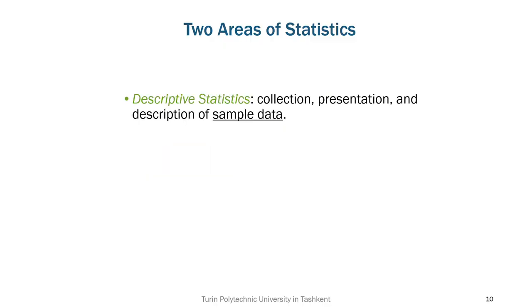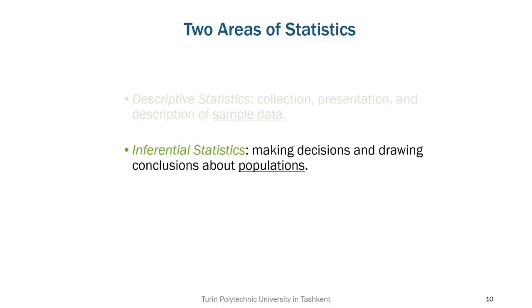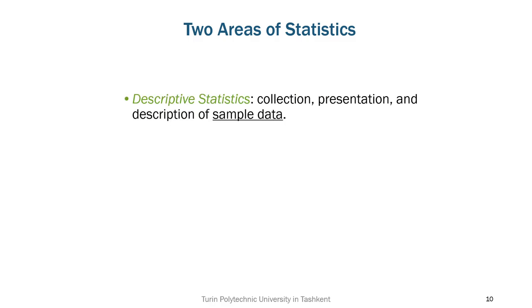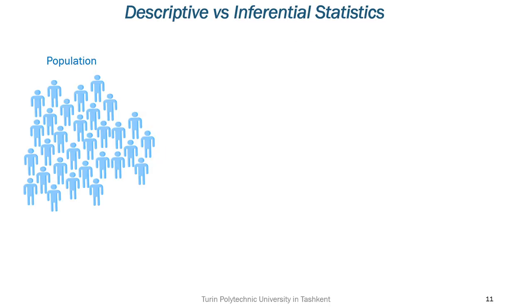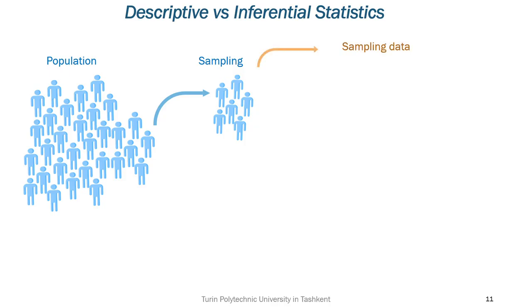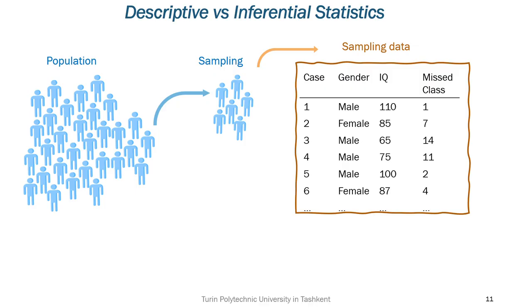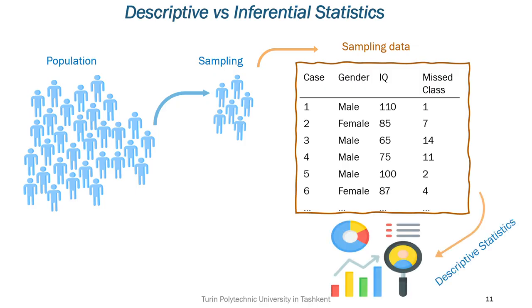And we also have descriptive and inferential statistics. Descriptive statistics is a collection, presentation, and description of sample data, but inferential statistics is making decisions and drawing conclusions about populations. Like we can see here an example: population, sampling data, descriptive statistics, and inferential statistics.